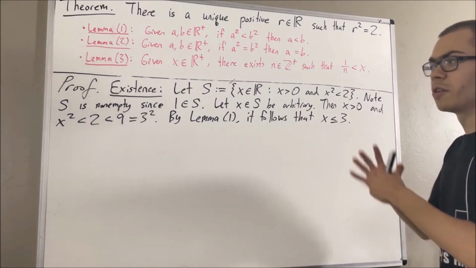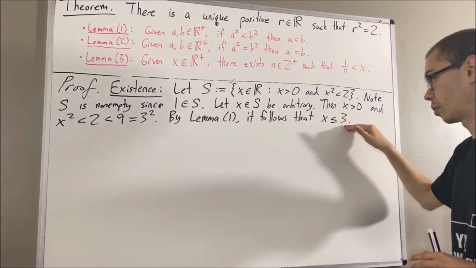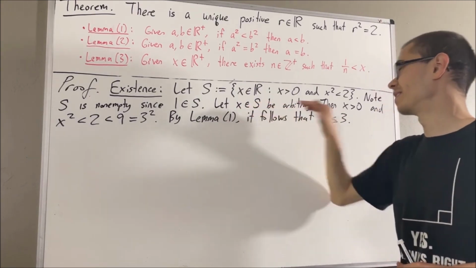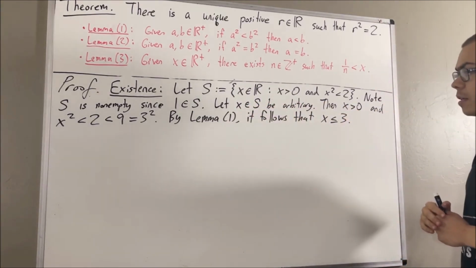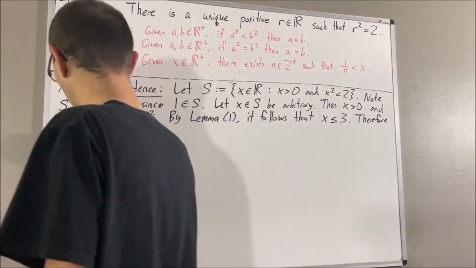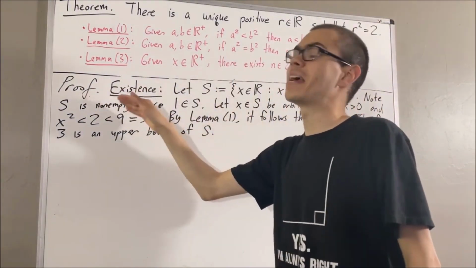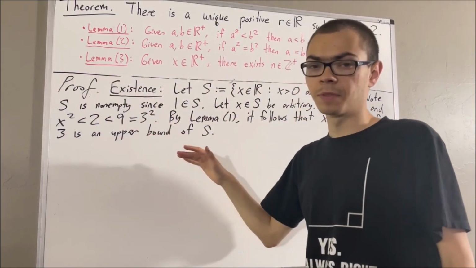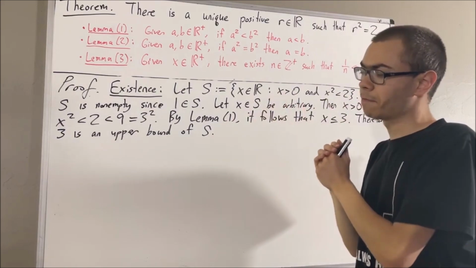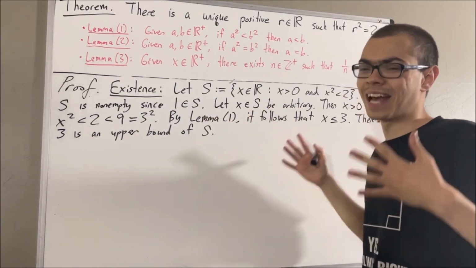Now putting this together, we see that under the assumption x is an element of S, it follows that x is less than or equal to 3. Since x is arbitrary, this means that every element of S is less than or equal to 3. And that's precisely what it means for 3 to be an upper bound of S. So now that we know S is a non-empty subset of real numbers with an upper bound, this tells us that S must have a least upper bound. Another name for a least upper bound is a supremum. So really, it follows that S has a supremum.